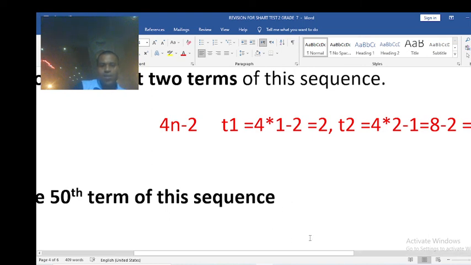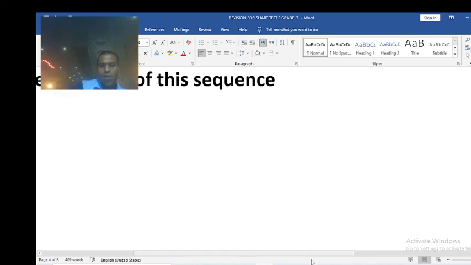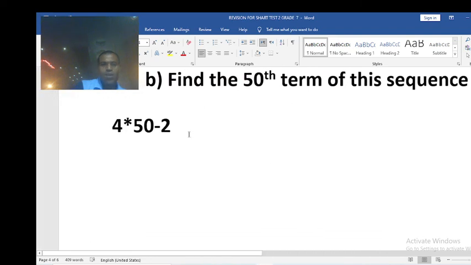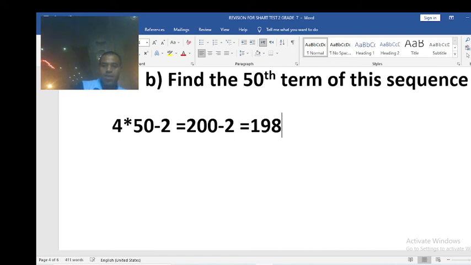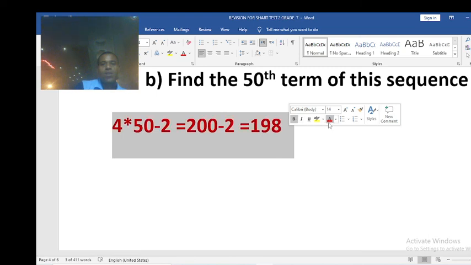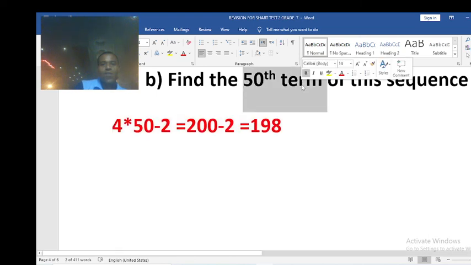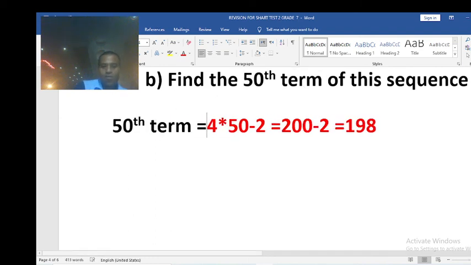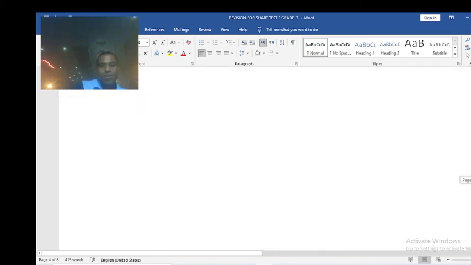Then the next one. When n equals 50, it will be 50 times 4, which is 200, minus 2 gives 198. This is the 50th term of the sequence. Clear? This is the 50th term of the sequence. So just substitution. We hope that we finished the revision.